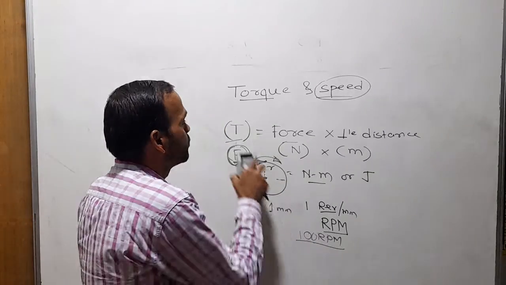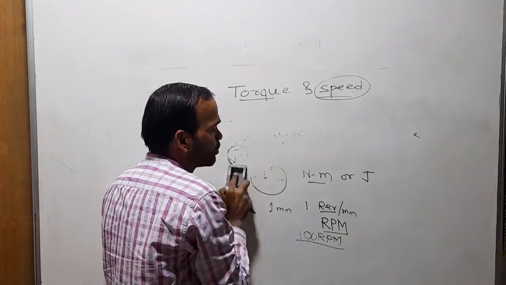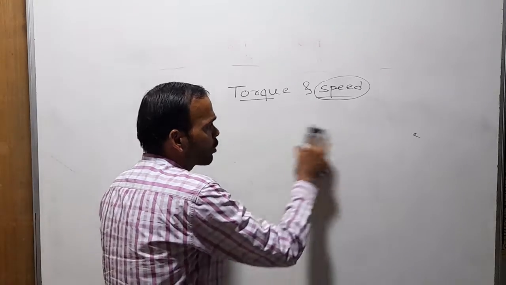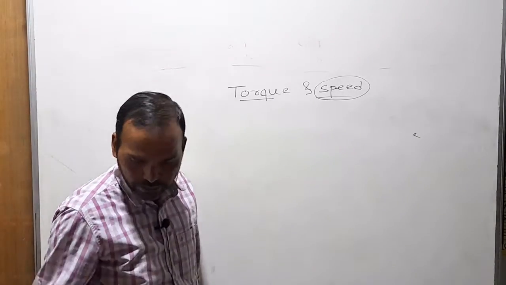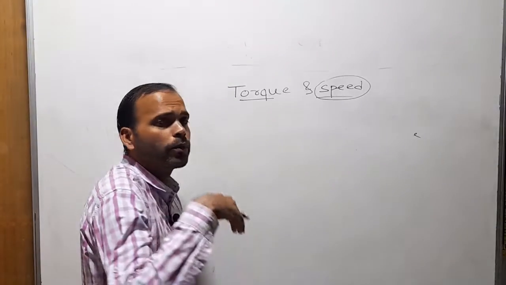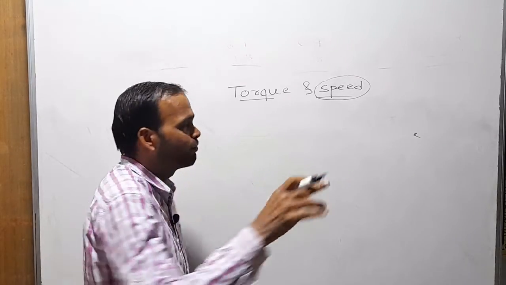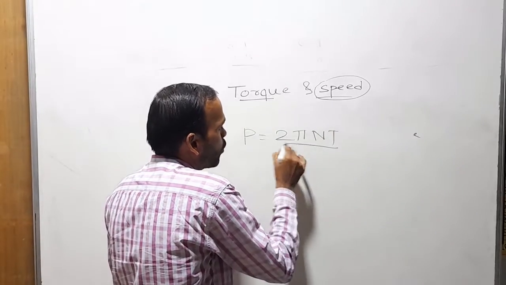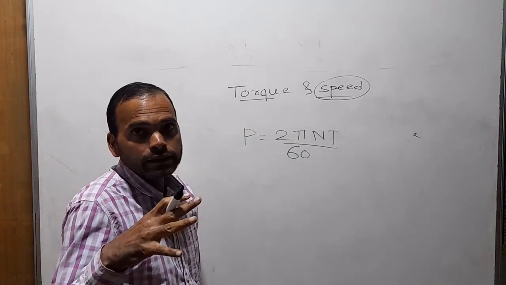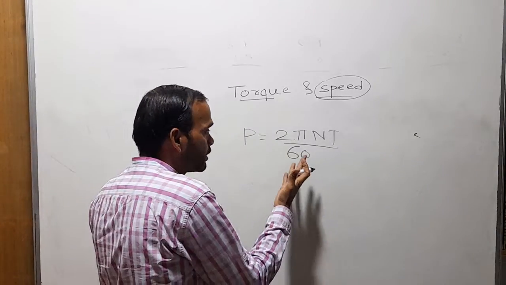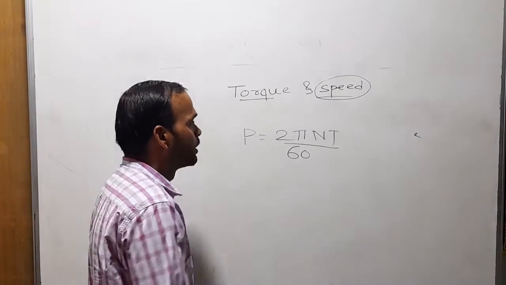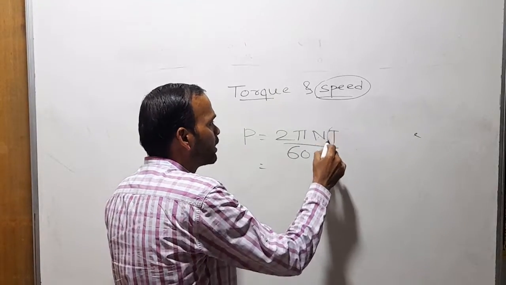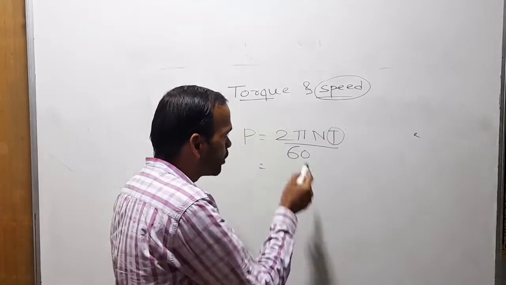The next question is, what is the relation between torque and speed for a vehicle or any rotating element? As far as torque and speed are concerned, we have written their units. Now we have to understand the concept. Everybody has noted the formula for power: power is equal to 2 pi N T upon 60. But this is a derived unit, and there is a meaning to this denominator 60. If N is in revolutions per minute and T is in Newton meter, then it will produce some unit.